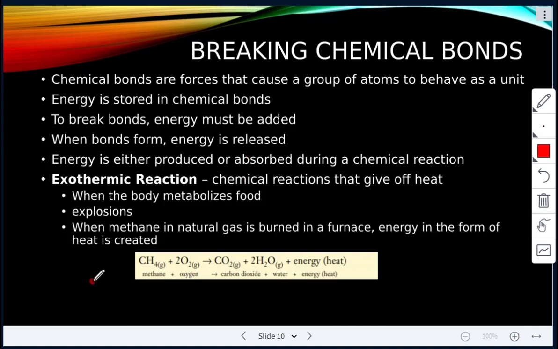Here in this example, we have methane. The methane in natural gas is burned in a furnace. Energy in the form of heat is created. So this is a chemical equation here, and it is also a balanced chemical equation. So we have methane gas plus oxygen gas producing carbon dioxide gas, water vapor, and then energy as heat is being released.